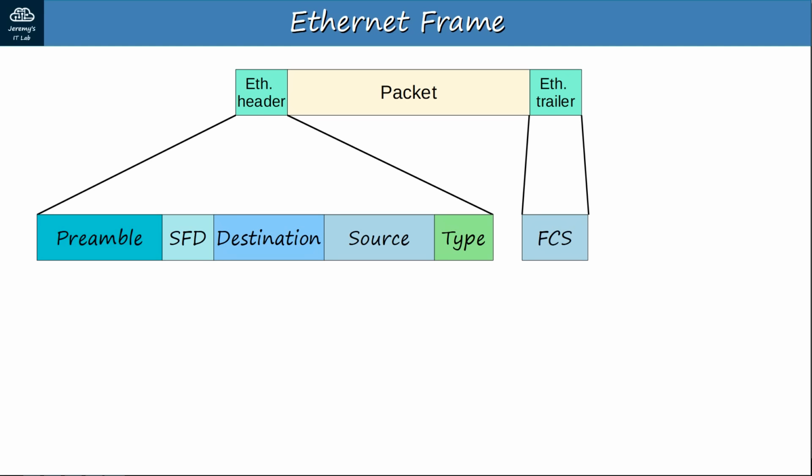Okay, now we know all of the fields of an Ethernet frame, both the header and the trailer. Try to recall the length of each field again. The preamble is 7 bytes. The start frame delimiter is 1 byte. The destination is 6 bytes. The source is 6 bytes also. The type or length field is 2 bytes. How about the trailer? What's the length of the frame check sequence? It is 4 bytes. This brings the total size, including header and trailer, to 26 bytes.